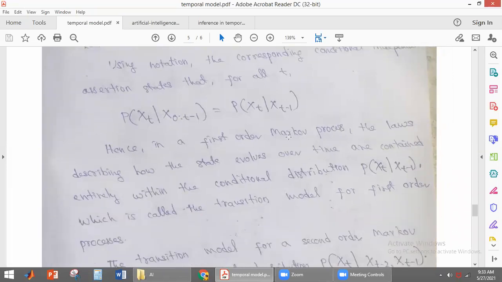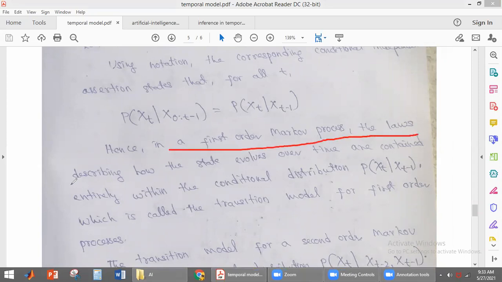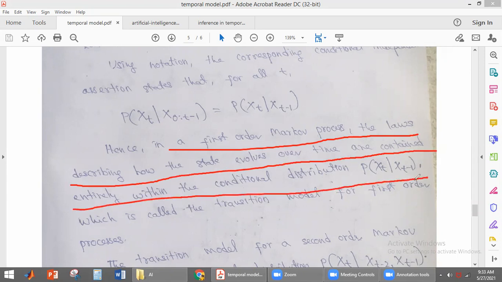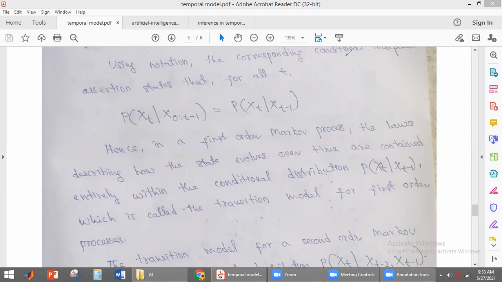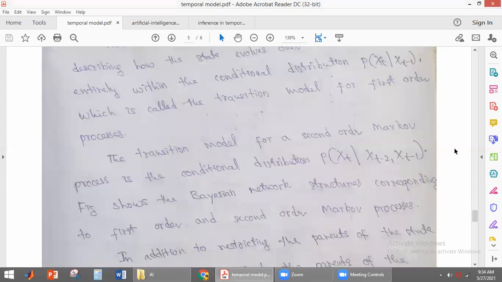In the first order Markov process, the laws that govern how the states evolve over time are contained entirely within the conditional distribution. How we get the new state depends completely upon this conditional distribution. This representation, the probability of xt given xt minus 1, is called the transition model for the first order Markov process.